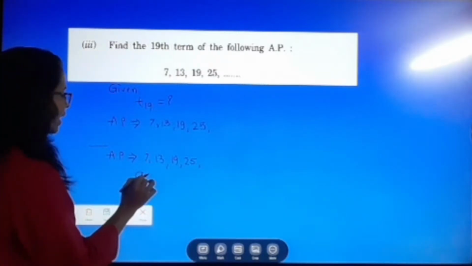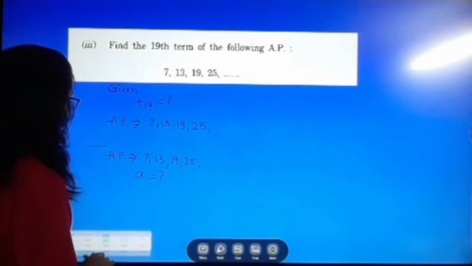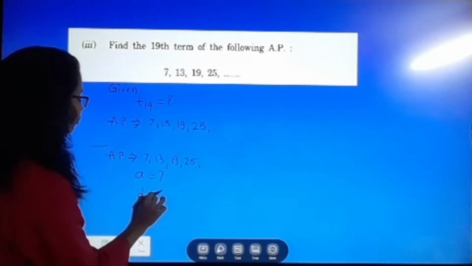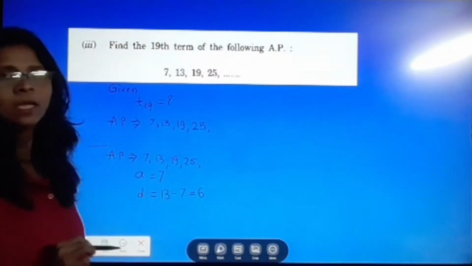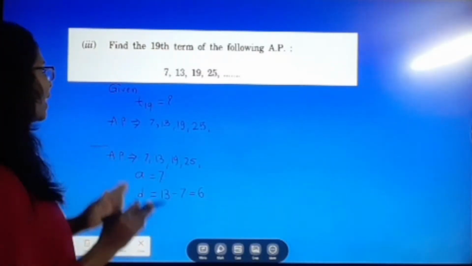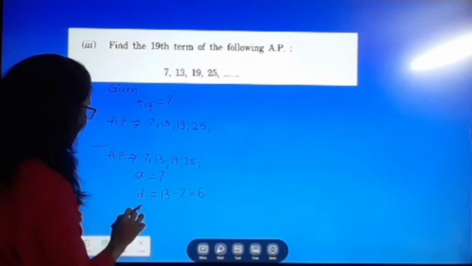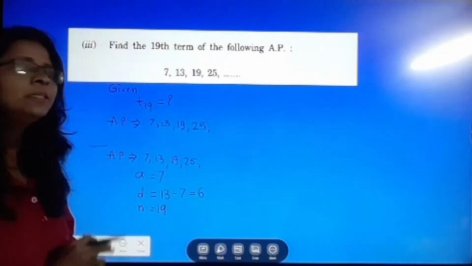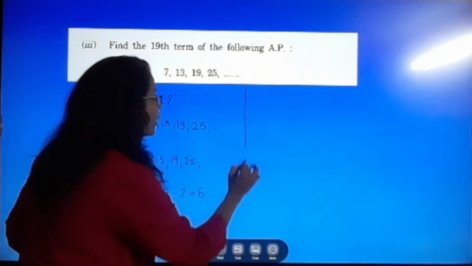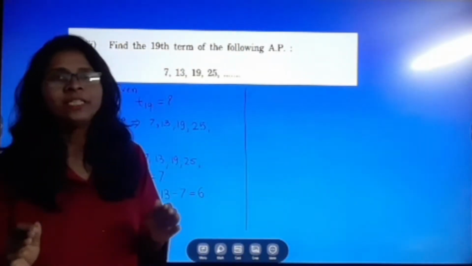That means from the AP, A is equal to 7, and then students, D is equal to 13 minus 7, which is equal to 6. Okay, now here we have to find out the T19. T19, that means students, N is equal to 19. So now here we write the formula for the Tn.